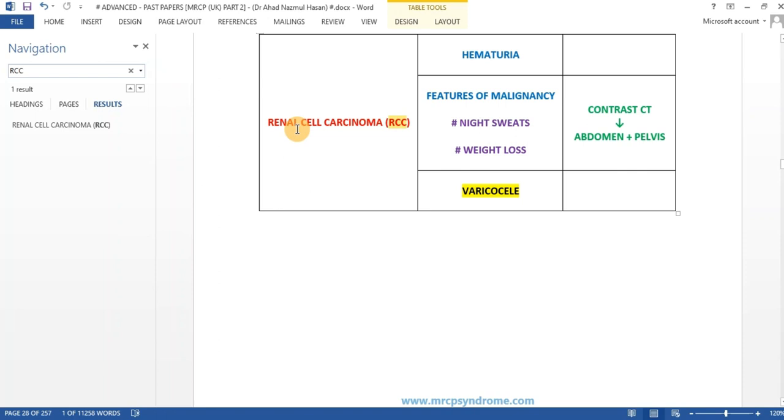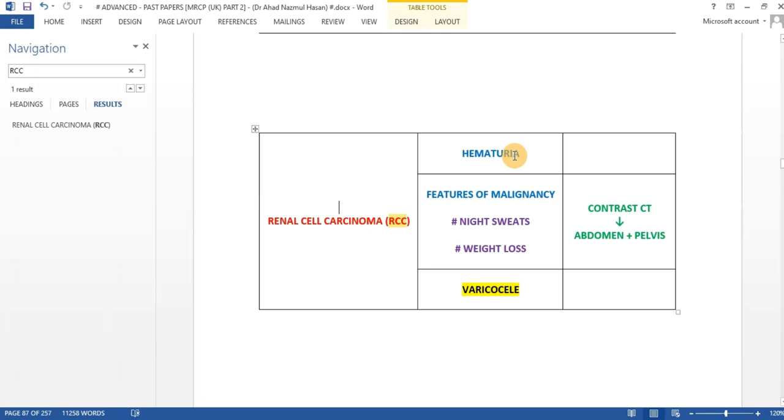So renal cell carcinoma, patient will come with features of hematuria, features of malignancy and varicocele. Varicocele is a pathognomonic feature in case of renal cell carcinoma. And if there is left varicocele, usually this indicates left RCC. And when there is right varicocele, this usually indicates the right RCC. So triad of hematuria, varicocele, and there should be features of malignancy. Most likely diagnosis is the renal cell carcinoma.